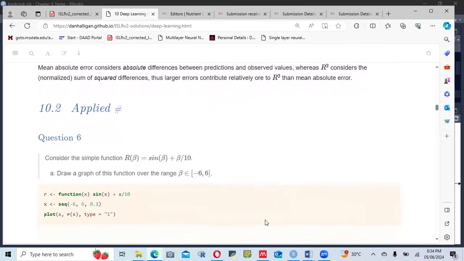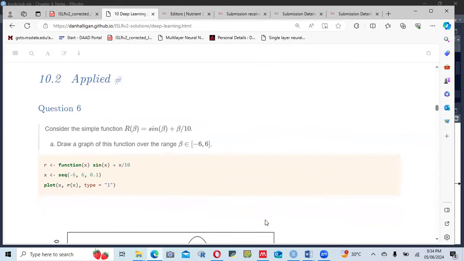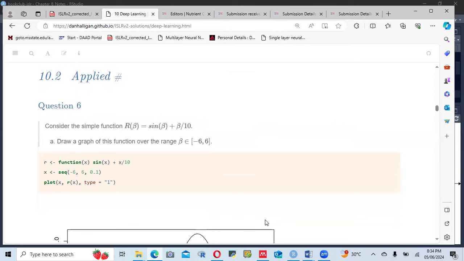Okay. So now in 10.2, we'll be looking at the applied questions, which start from question 6. They say that we should consider a simple function, R of beta, which equals sine beta plus beta over 10, and draw a graph of this function over the range of beta from minus 6 to positive 6. So here we say R is a function of x, where we have sine x plus x over 10.